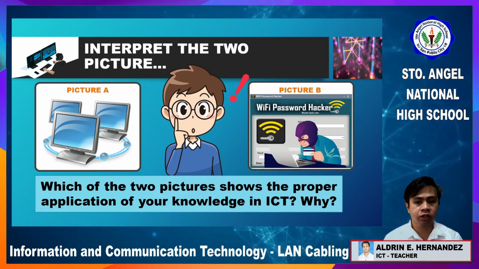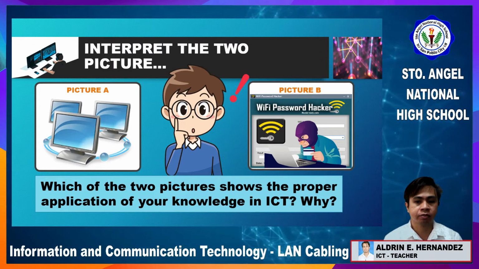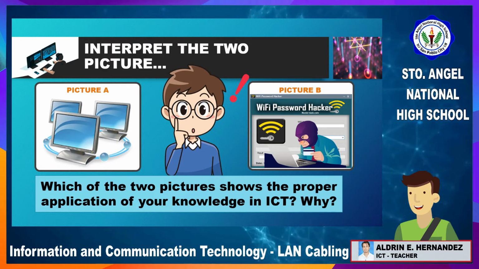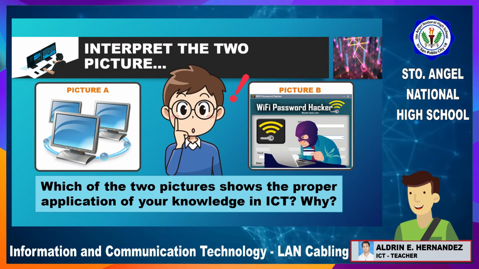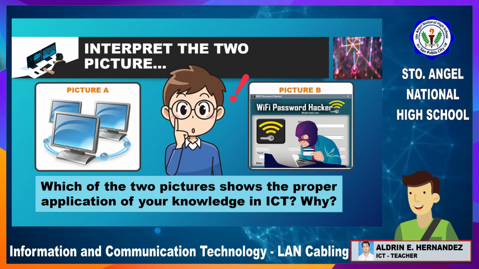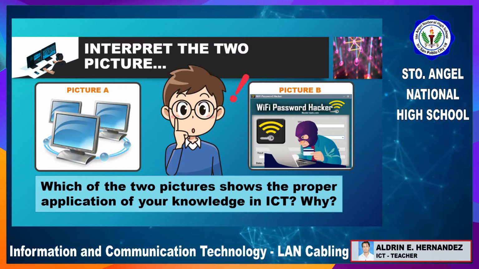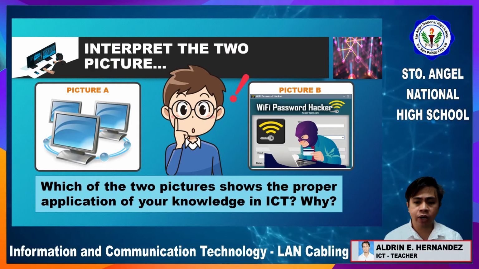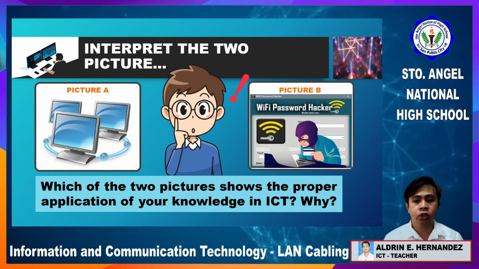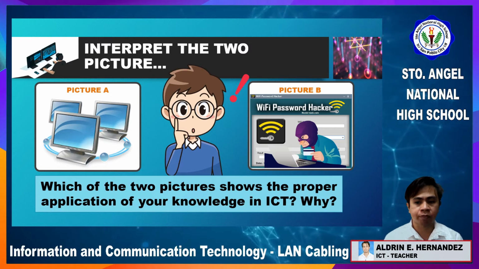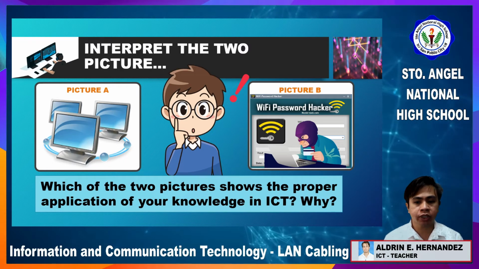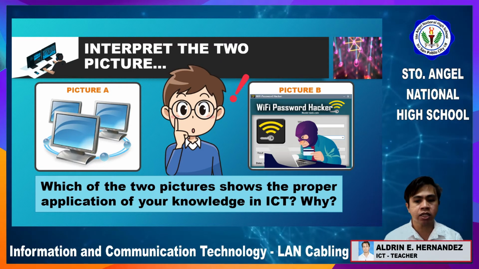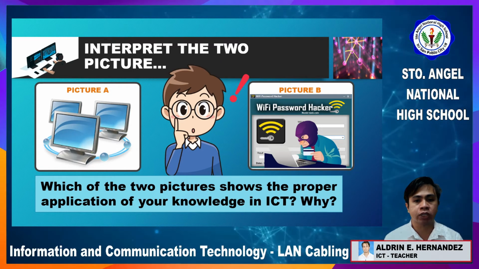Let us find out if your answer is correct. Yes, Carl. Sir, my answer is picture A because it is about network sharing, while picture B is about hacking of an intruder with a personal computer. Very good, Carl. If you answered picture A, you are correct. It shows the proper connection of a computer network system, while picture B shows the illegal practice or connection of a Wi-Fi password.